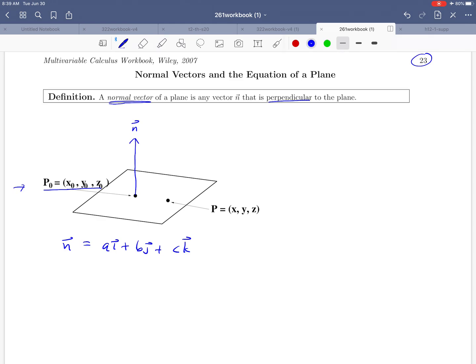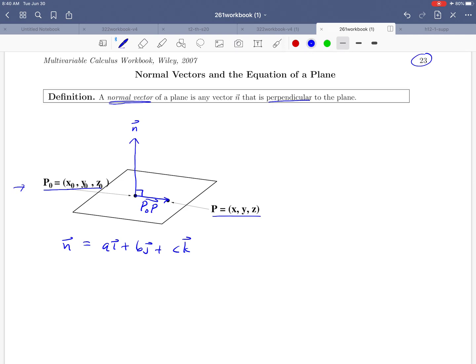To get started in this process, think of this point P, x, y, and z, as being just some arbitrary point on the plane. If we can describe a formula for that x, y, and z, we've found an equation for the plane. So we're going to start by drawing a vector that goes from P naught to P. The thing to notice is that that vector P naught P is lying flat in the plane, and so it has to be perpendicular to the normal vector that we drew a minute ago.